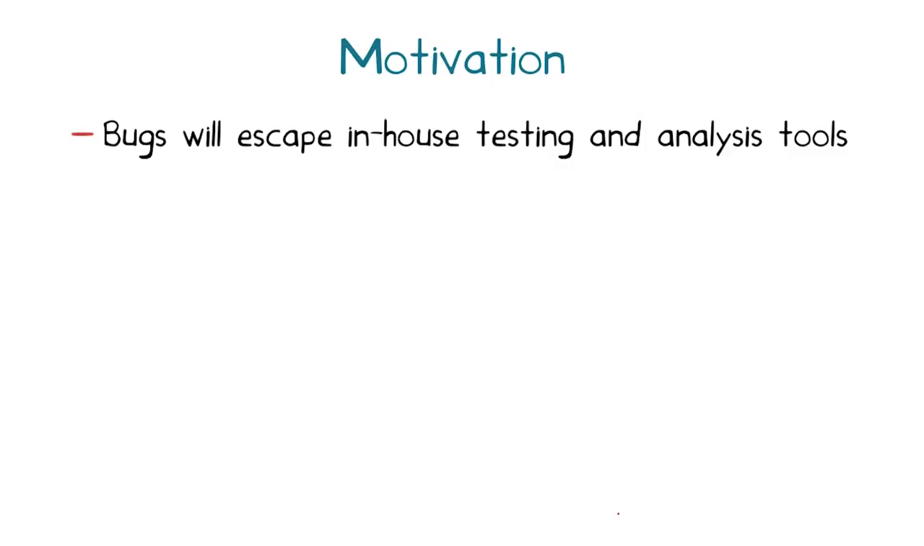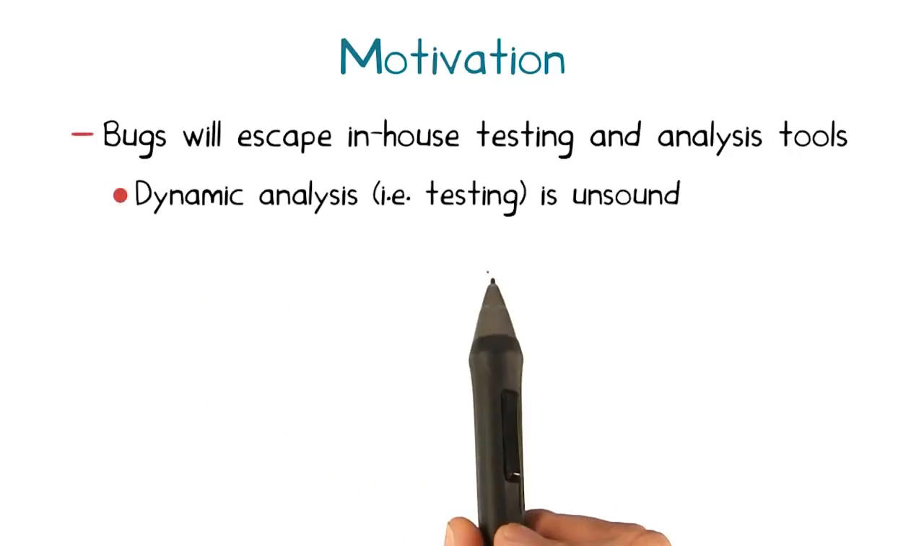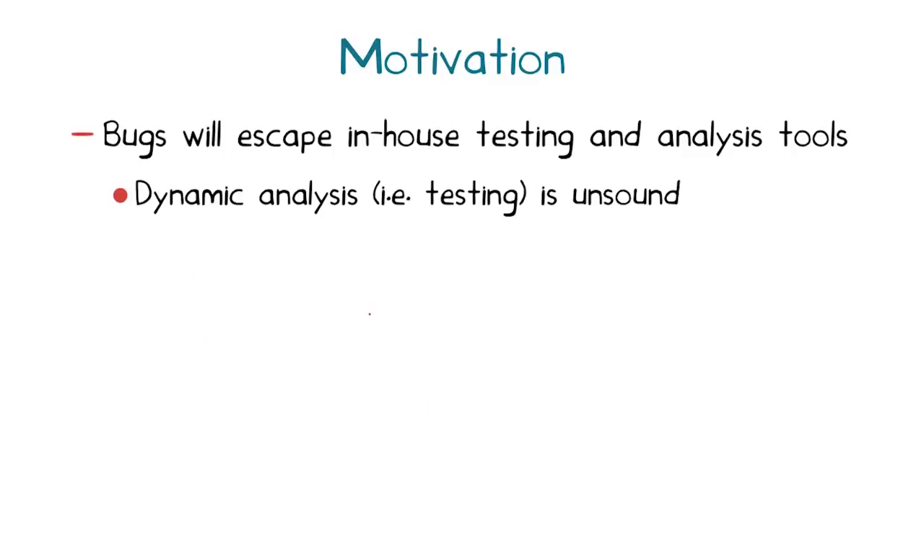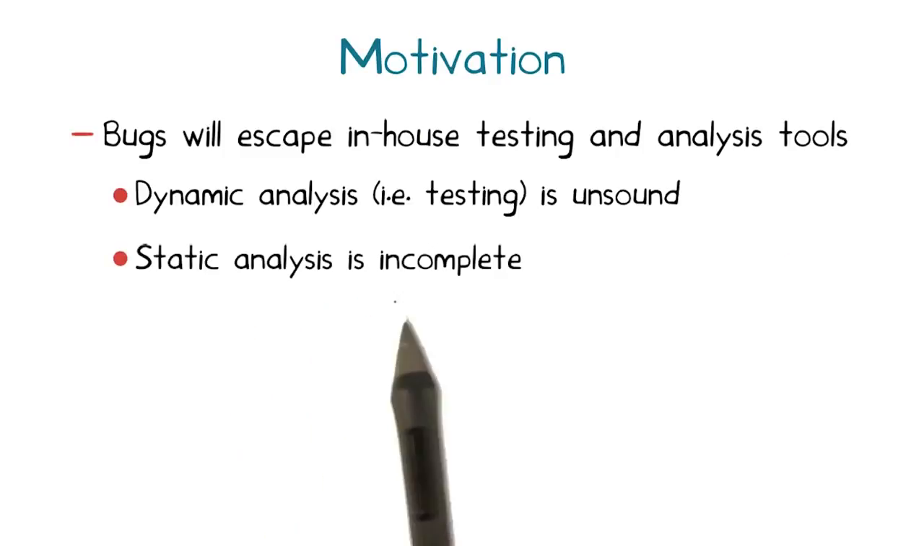We live in an imperfect world with imperfect software. Despite extensive resources devoted to testing and debugging software, you can safely bet that bugs will escape in-house testing and quality assurance. There are theoretical and practical reasons for this situation. Dynamic analysis, that is testing of computer software, is unsound in that it may miss real bugs. On the other hand, static analysis of source code is incomplete in that it may report false bugs.